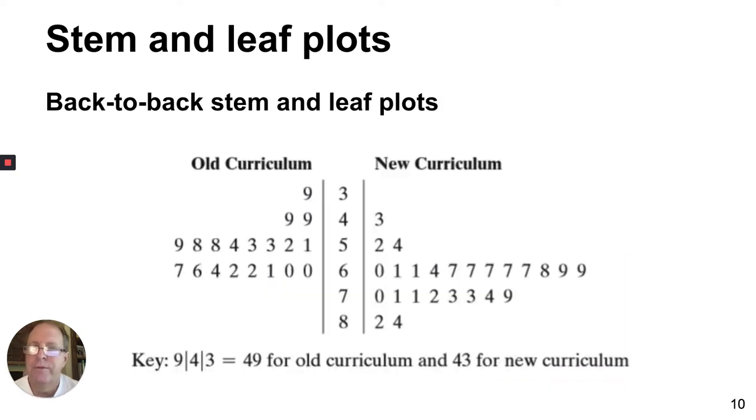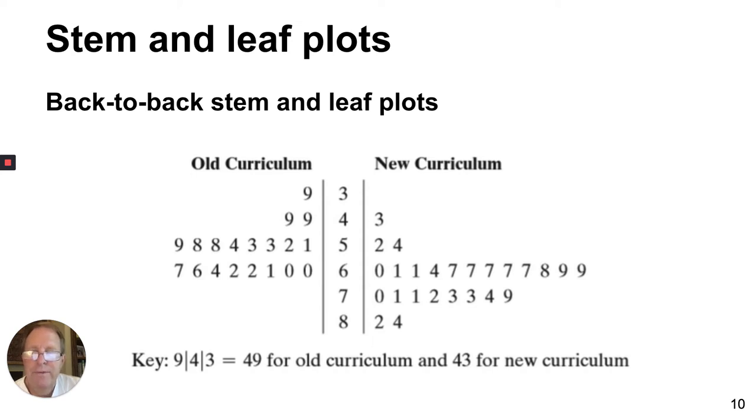You'll often see a back-to-back stem and leaf plot. And this is one way of easily comparing two distributions. So I look at this back-to-back stem and leaf plot of scores under the old curriculum and scores under the new curriculum. And to me, it looks like under the old curriculum, the scores were a little bit lower on average than those under the new curriculum. The lowest under the old curriculum was a score of 39, whereas under the new curriculum, the lowest was a 43. So it makes it pretty easy to compare two distributions, the back-to-back stem and leaf plot.